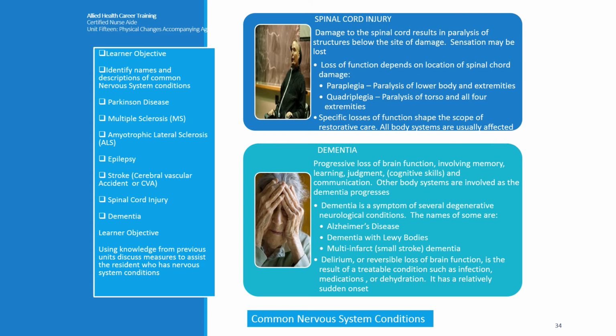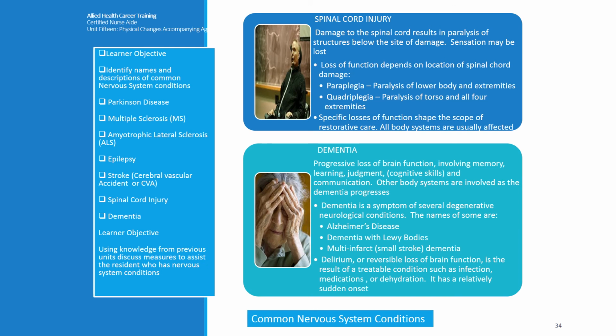The loss of the function is going to depend on where you have the spinal cord damage. So you can have paraplegia, and this is paralysis of the lower body and extremities. We typically think of everything below the waist with paraplegia. You could have quadriplegia. This is paralysis of the torso and all four extremities. This is somebody that can't move anything at all. So they can maybe move their head and their neck. They may not be able to breathe on their own, but they can't move any of their arms and legs. So specific losses of function will shape the scope of our restorative care and will be the basis of our care plan. All body systems are usually affected when you've had some kind of spinal cord injury.